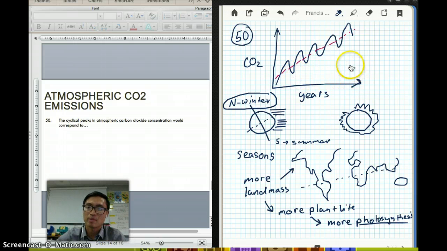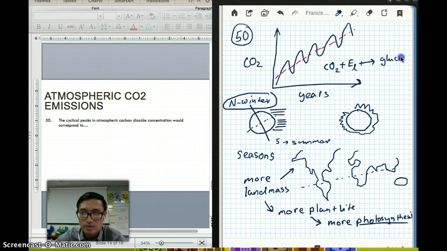hemisphere. Because remember, the reaction for photosynthesis is you're taking carbon dioxide as one of your reactants. And you're also taking a lot of other stuff. You're taking light energy, so I'm going to put E for energy, E-L for light energy. And you're converting this into glucose plus oxygen plus water. Oops, excuse me, water should be a reactant. Okay, so you're taking carbon dioxide, water, and light energy, and you're converting it into glucose and oxygen.